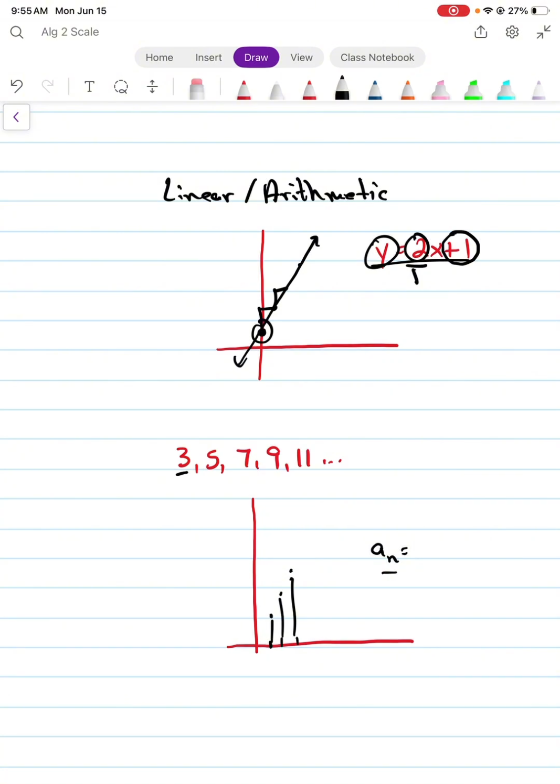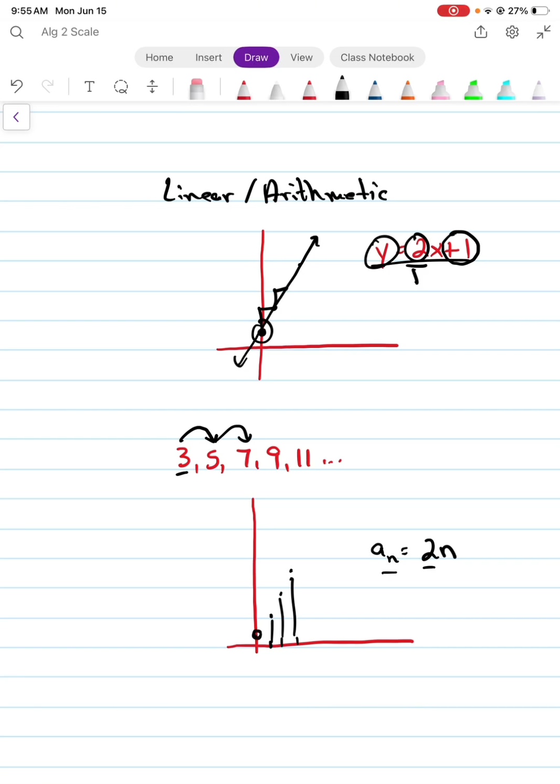And we already know the slope. The slope is going to be the common difference. So since it's going up 2 each time, we can simply say 2n. Our slope is 2, we put it in front of the n. However, we don't know where it's going to cross. It's going to cross somewhere right in here.